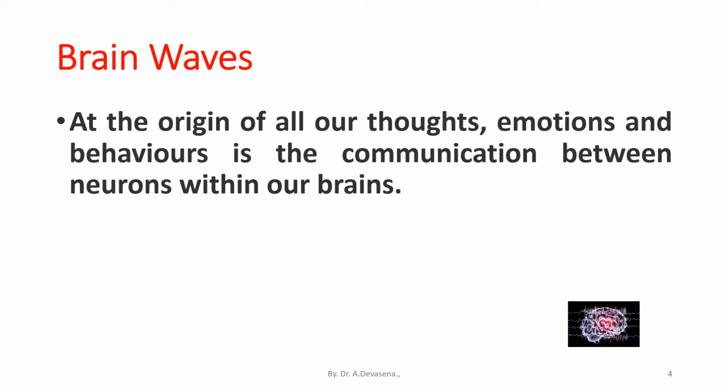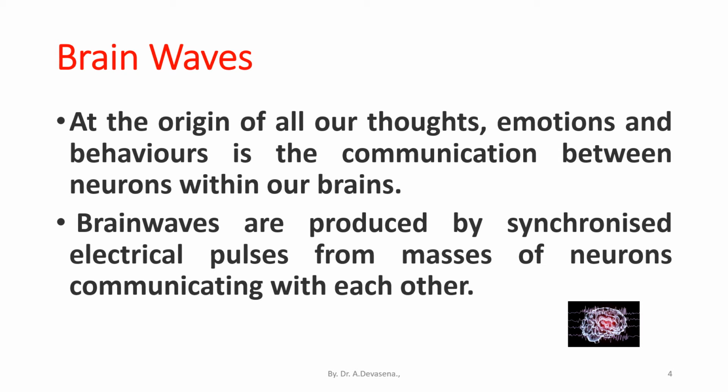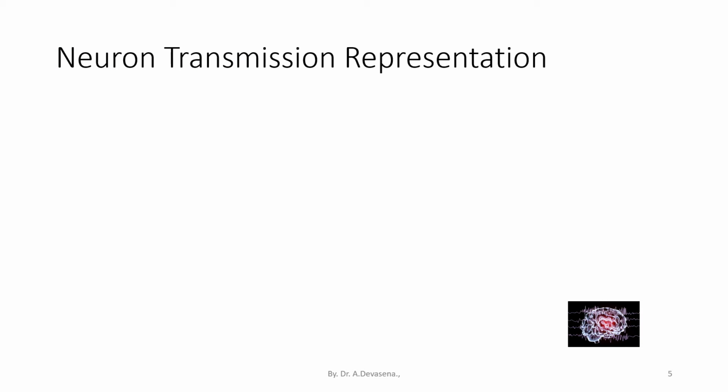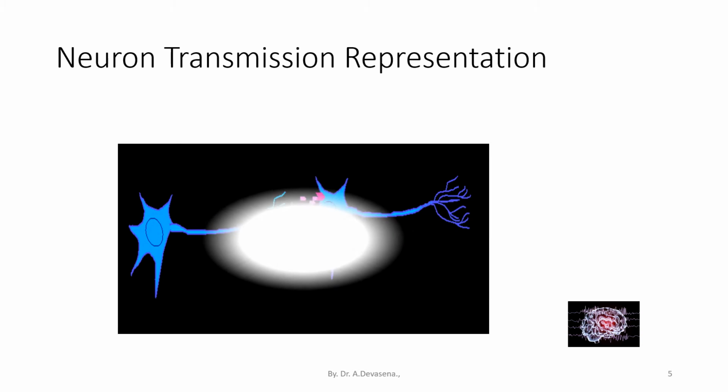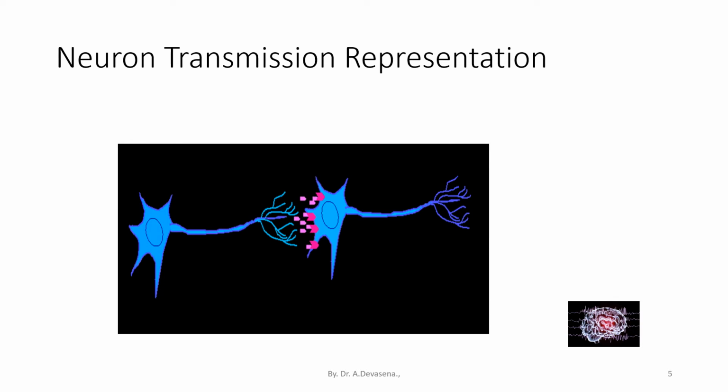Brain waves. The origin of all our thoughts, emotions, and behaviors is the communication between neurons within our brains. Brain waves are produced by synchronized electrical pulses from masses of neurons communicating with each other. Neuron transmission representation is shown below. In this animation, we have the information available in the neurons. It is being transferred to the nearby neurons in this manner.